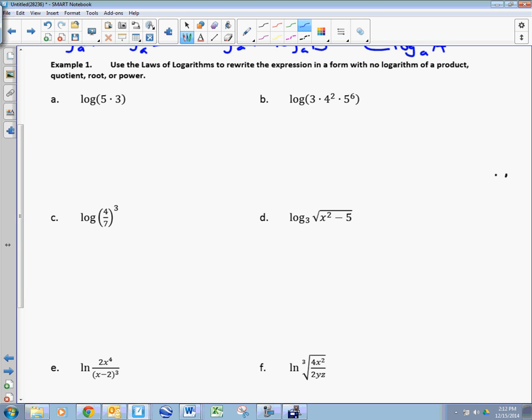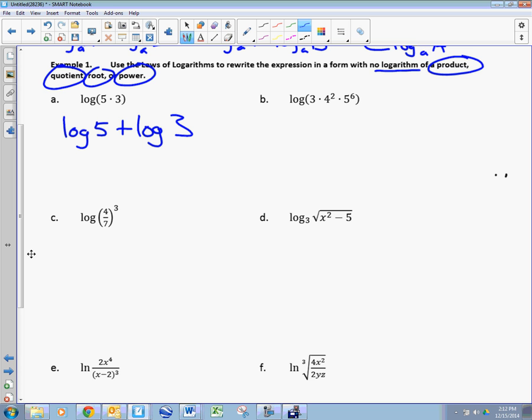Use laws of logarithms to rewrite the expression in the form with no logarithm of a product, quotient, root, or power. So right now this is written as the log of 5 times 3. I don't want it written as a product. So I'm going to use the first property to write it as log of 5 plus log of 3. These two expressions are equivalent. Sure, because multiplication and addition are commutative, so you can move them around. Yes.